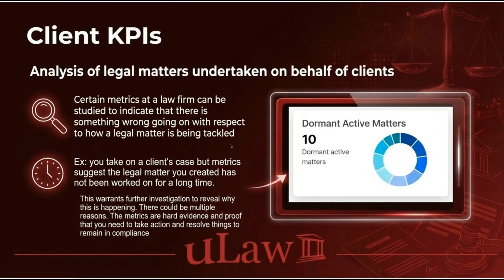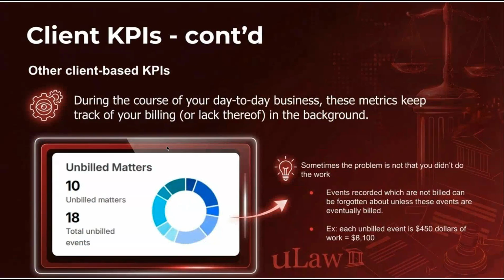So some of these metrics at a law firm can really go a long way to indicate what are the dormant active matters. So how can an active matter be dormant? Well, when you have not made any activity or taken any action in it, in this case unbilled matters, or anywhere you've collected funds and they're not being moved. So those are some key performance indicators that would allow you to take action and go back and revisit those client matters.